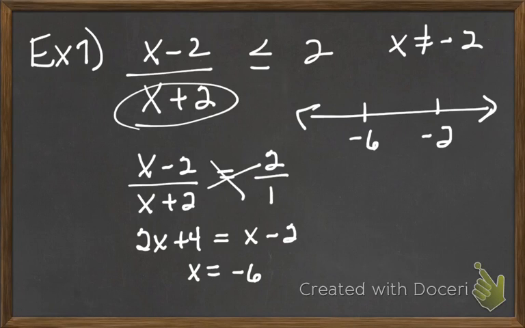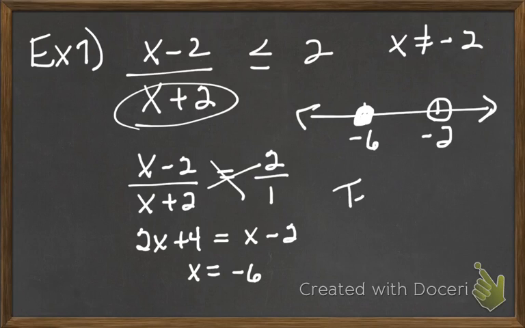Open or closed at negative 6? Closed. Why closed? Because that circle goes back to the original sign, and it's less than or equal to. Negative 2, open or closed? Open. Why? It's an excluded value.